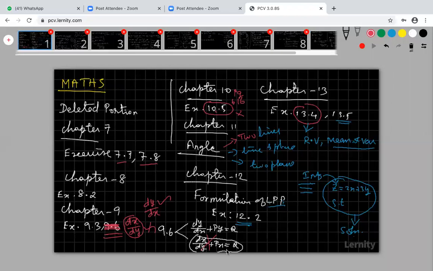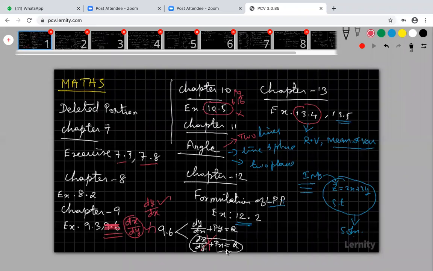Those questions representing dx by dy plus Px equal to Q, that type of questions are deleted, eliminated from our syllabus in 9.6. The full 9.6 exercise is not deleted. Please try to understand, the full exercise is not deleted. Only part of the questions in 9.6 is deleted, those in the form of dx by dy plus Px equal to Q.